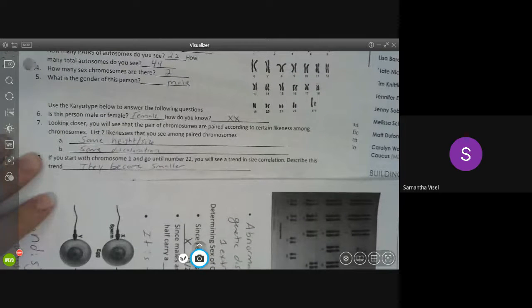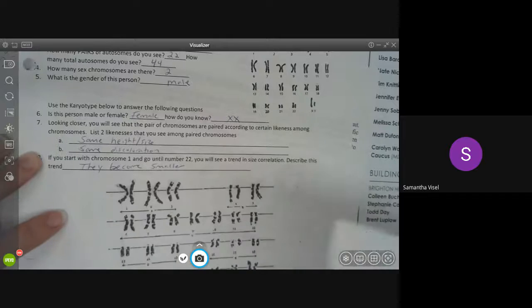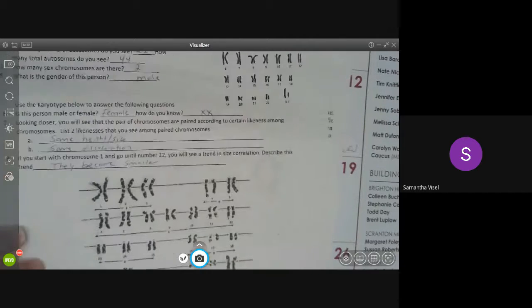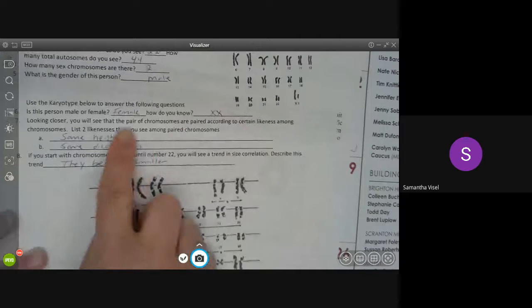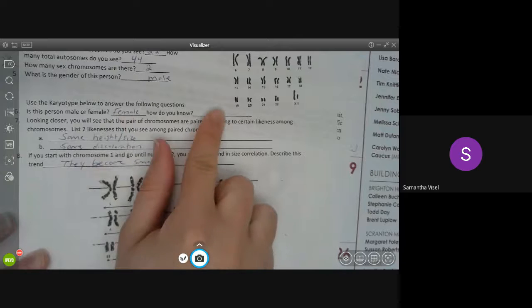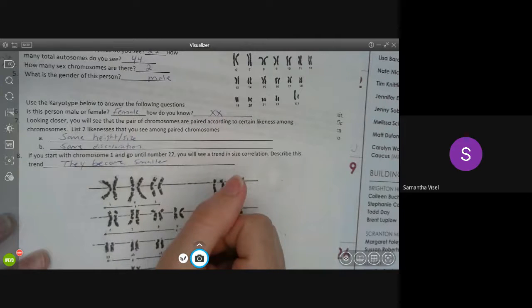Now we're going to use the karyotype below to answer some questions. So down here, there's nothing over the Y, but I have 2 over the X. So this person here is biologically female. And I know this due to the 2 X chromosomes.